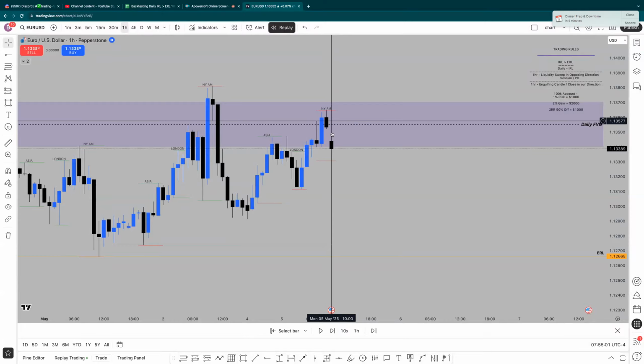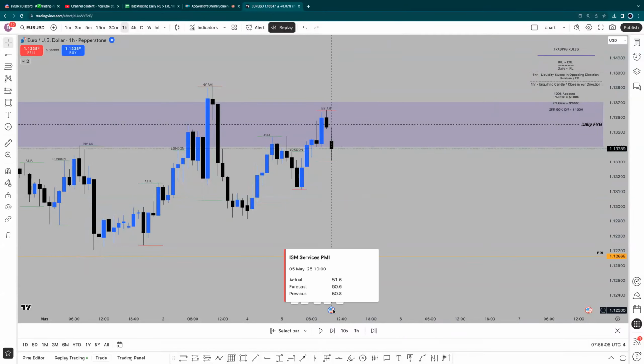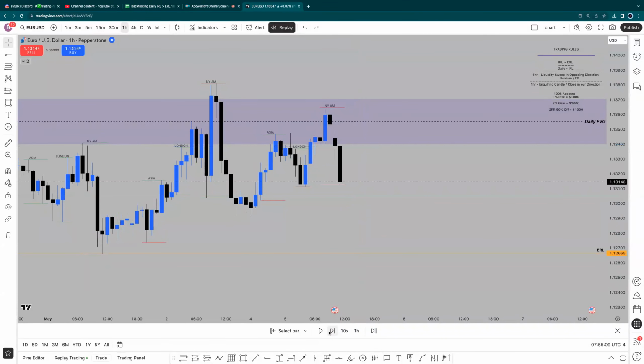Okay, big gap there down. Probably some news or something. What was this? PMI. So potentially you wouldn't even be trading this day, but for data's sake. And yeah, obviously we do close below here, but we ran through the gap, so no entry. I'll just probably look for a continuation on to the next day at this point.